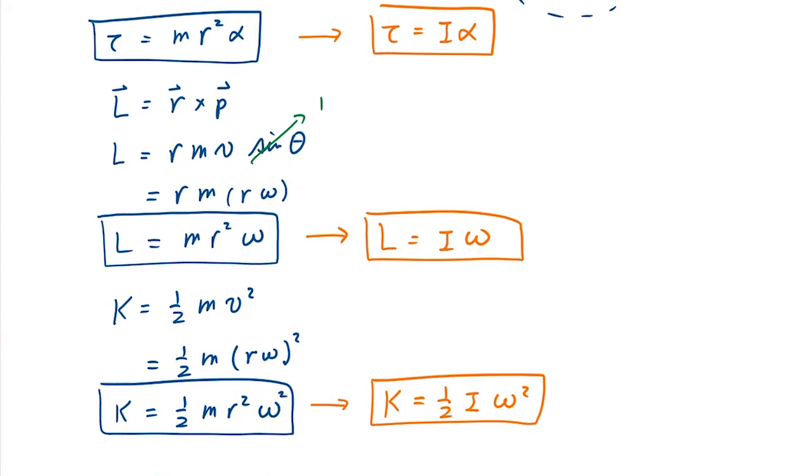Now, I'm not sure about you, but does this look awfully like F is equal to ma? And this looks like p is equal to mv. And this looks like K is equal to 1/2 mv squared, doesn't it? It really resembles all the things we've been doing in kinematics. So the same techniques and laws apply to all of it. The only thing is this m r squared, which is what we call the moment of inertia or rotational inertia.